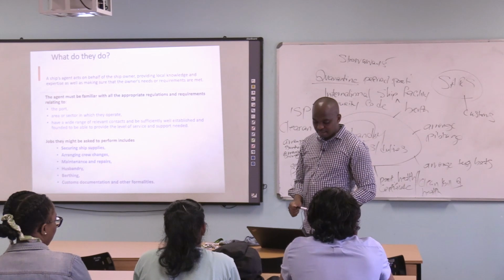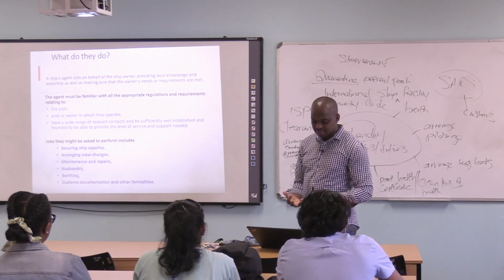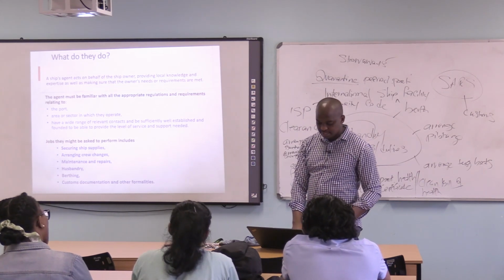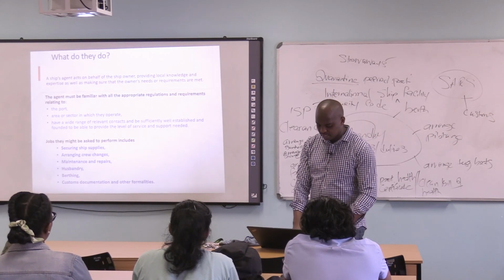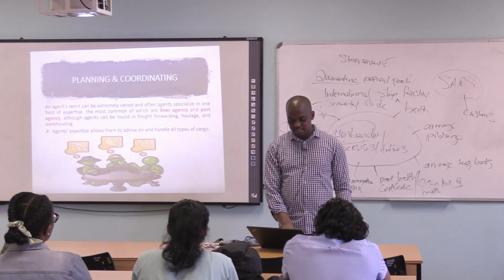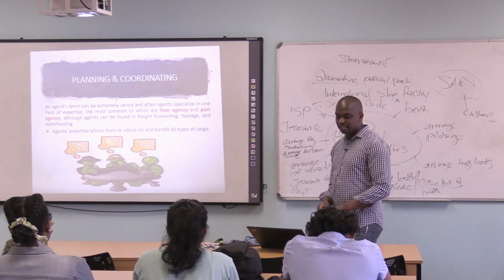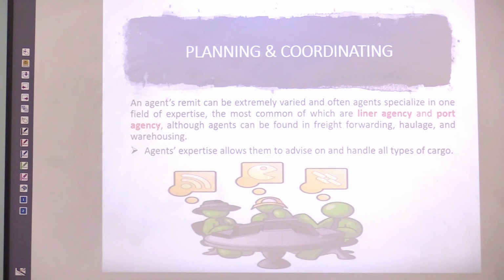Now, jobs they might be asked to perform include securing ship supplies, arranging crew changes. We've spoken about all of that. Arranging for maintenance and repairs, husbandry, berthing, customs documentation, and other formalities. Planning and coordinating, an agent's remit can be extremely varied, and often agents specialize in one field of expertise, the most common of which are liner agency and port agency.